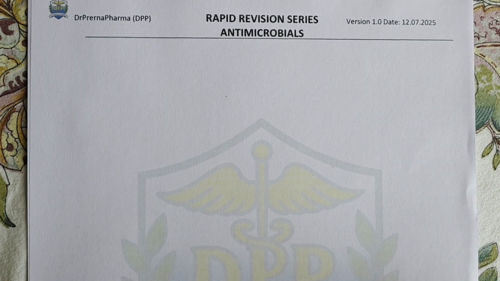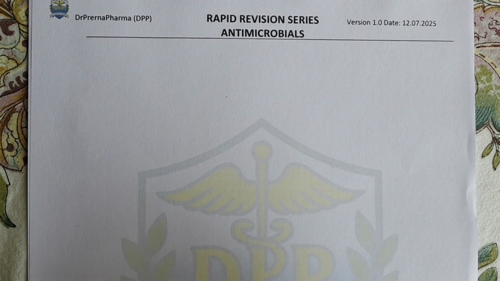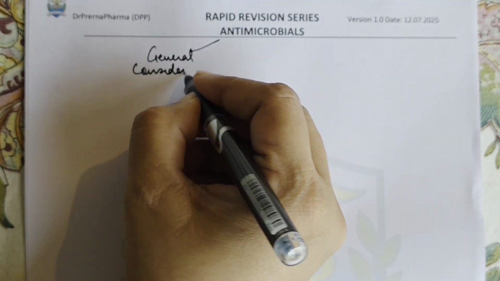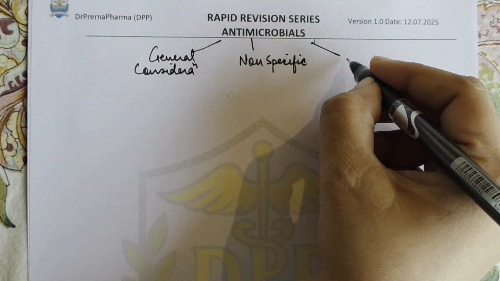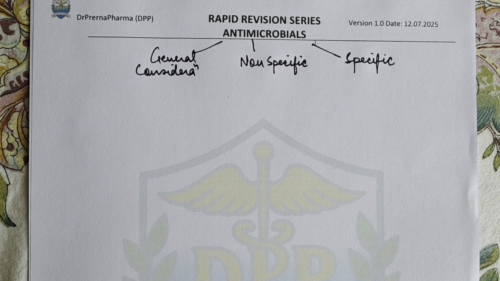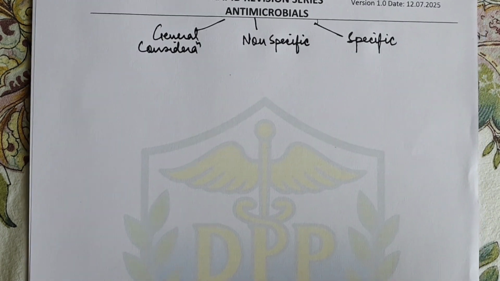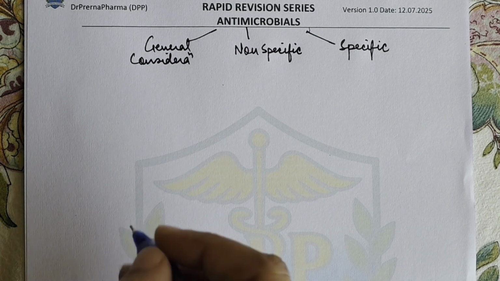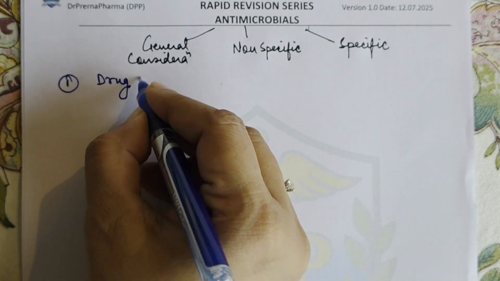Good morning, students. So now coming to the last part of pharmacology, that is antimicrobials. The first part that we are going to take are the general considerations of antimicrobials. Then we will take the non-specific antimicrobials, and then the specific antimicrobials, which will include anti-tubercular, antiviral, anti-leprosy, antifungal, anti-protozoal, anti-helminthic, and anti-HIV also. I hope to complete this antimicrobial series in 3 lectures, and then we'll be done with the rapid revision series. So coming to the first part of general considerations, there is something called drug resistance.